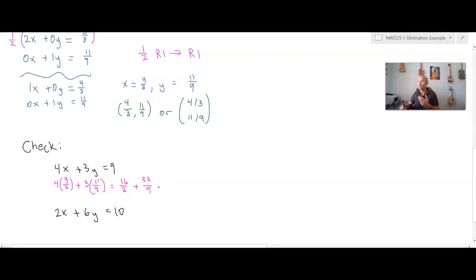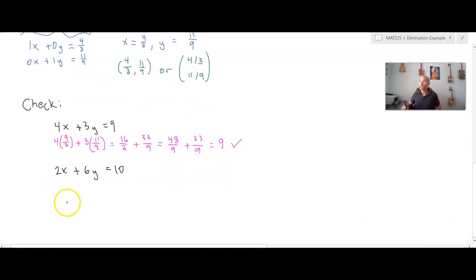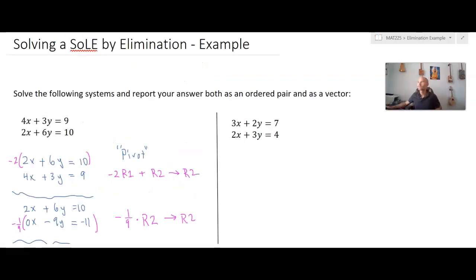Now, you can just go ahead and input this into your calculator and double check. I'm just showing you all the fractional work here. This is going to be 48/9 plus 33/9, which is 81/9, which is 9. And therefore, since the left-hand side is 9 and the right-hand side is 9, we know we've satisfied the equations. Similarly, I could take 2 times 4/3 plus 6 times 11/9, and I should get 10. And I'm just going to jump the gun here and say that we do in fact get 10. So we've correctly solved this system of equations.